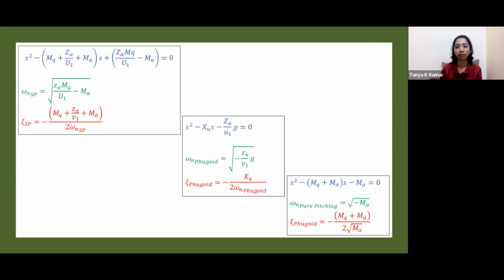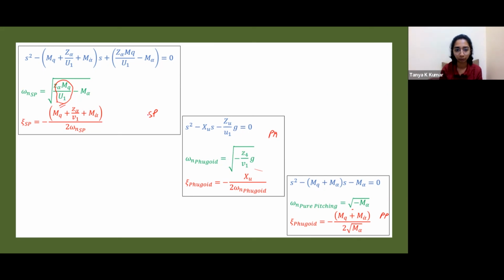Now this is just a comparison of the characteristic equations, damping ratios, and natural frequencies of the three cases. This is short period, this is phugoid mode, and this is pure pitching. You can see that the short period mode has one additional term compared to pure pitching. Why does that come? Because in pure pitching, there is no up and down motion. There is no motion along x-axis and z-axis. There is no plunging. There is only change of angle. So this additional term comes due to the translational motion, due to the non-rotational component of that motion.